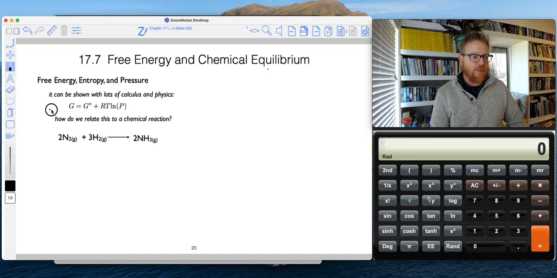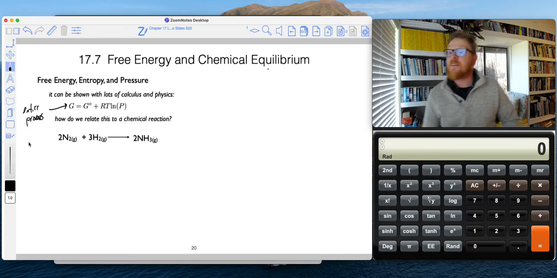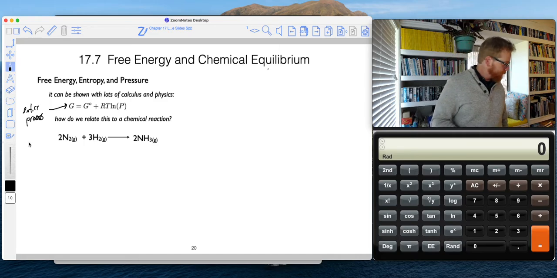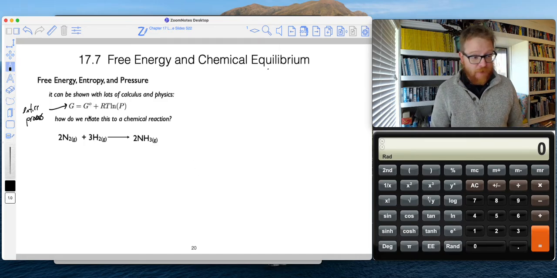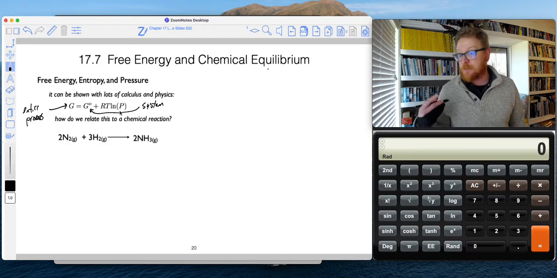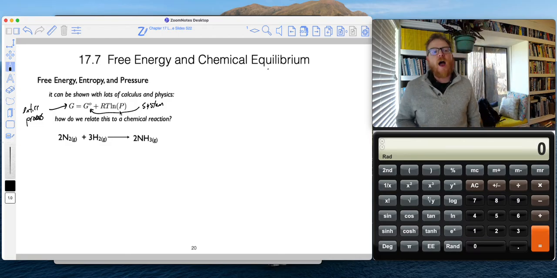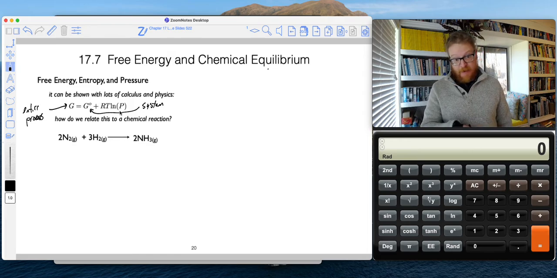Where this delta G is our delta G for, let's say, the entire process, or we could really think of that as the total change in free energy. My G standard value, right? That is my free energy of my system, so we'll just write system. And then that's plus RT natural log times pressure, okay? And this is derived for gases, but we shall see that this relationship is going to be applicable to also liquids and solids.